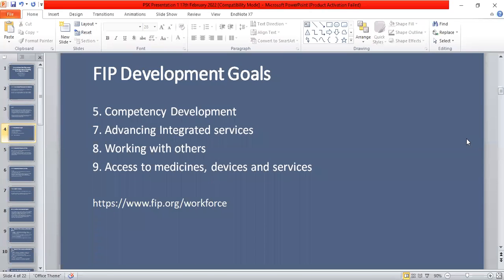The other FIP development goal focus is working with others, so a multidisciplinary approach, and being able to synergize or complement others and allow other people also to complement us. Then the last is access to medicines, devices, and services.